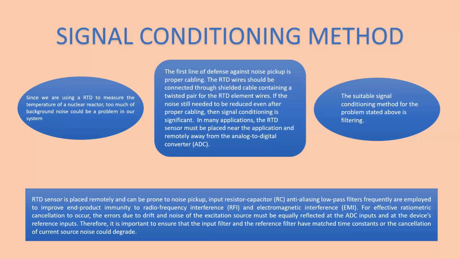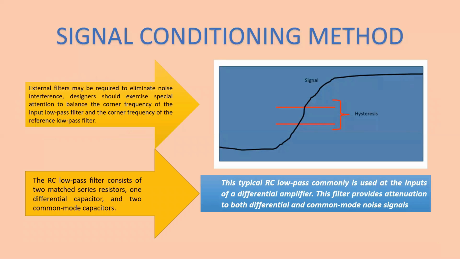Input resistor capacitor, anti-aliasing low pass filters are frequently employed to improve the end product's immunity to radio frequency interference. For effective ratiometric cancellation to occur, the errors due to drift and noise of the excitation source must be equally reflected at the ADC. Therefore, it is important to ensure that the input filter and the reference filter have matched time constants for the cancellation of current source noise. External filters may be required to eliminate the noise interference.